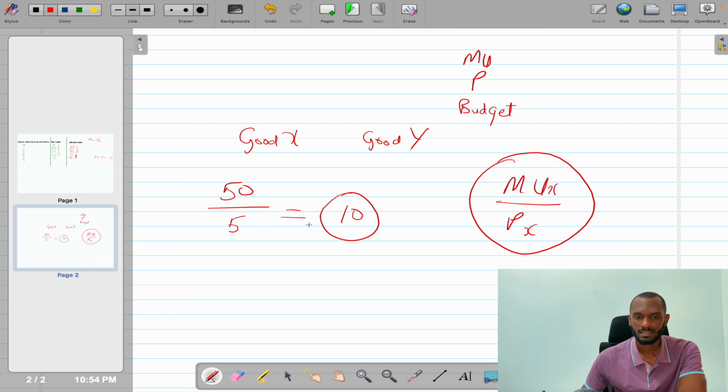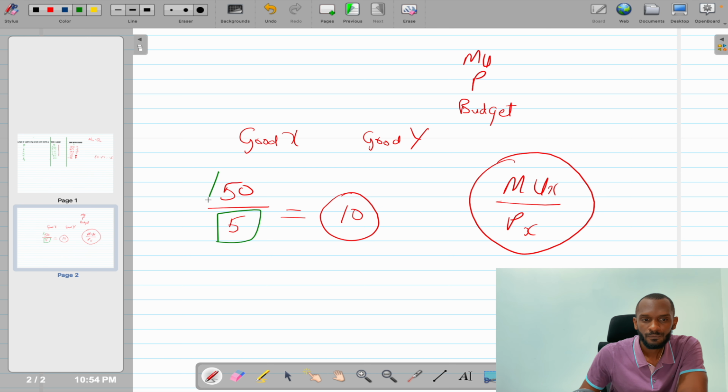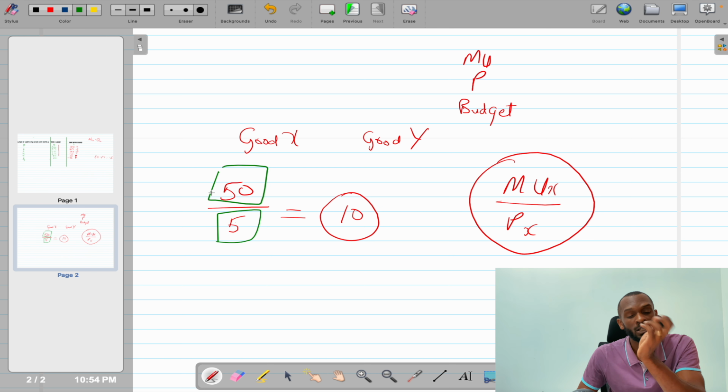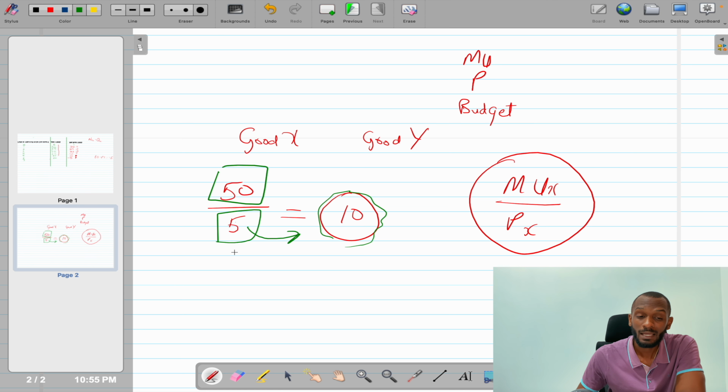This, in essence, tells me, hey, when you spend that $5, let me change the color. When you spend this $5, you're going to get 50 utils extra marginal utility. This 10 tells me the utility I gain per dollar. So for every dollar I spend here, I'm gaining 10 utils. This is the MU price ratio of good X.